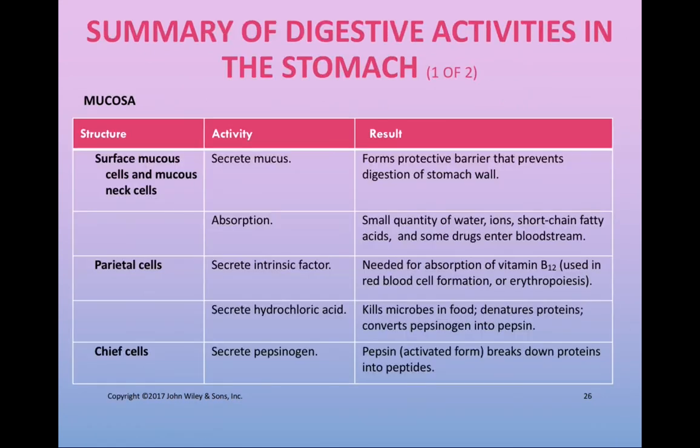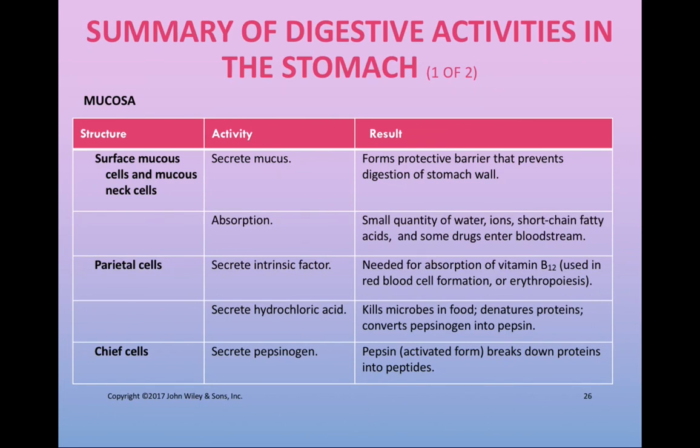The surface mucus cells and the mucus neck cells can be found secreting mucus. As other cells in the stomach are secreting hydrochloric acid, we have to have a barrier that will protect the epithelium of the stomach from the acid that is in the lumen. Most of our body tissues are not well adapted to deal with extremely low pHs. And while the stomach is an exception to this rule, the epithelial lining of the stomach can still be damaged if exposed to hydrochloric acid.